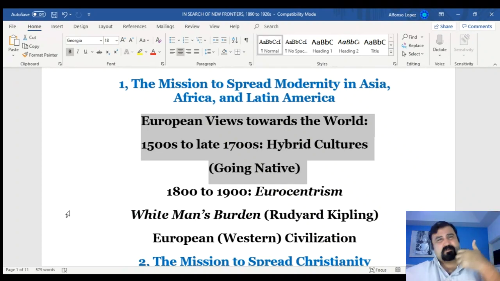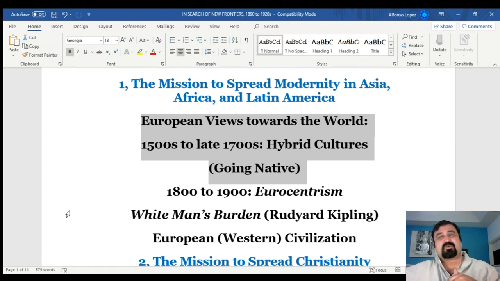In many cases, the Europeans were amused by the accomplishments of other cultures in architecture, in dress styles, calendars, the counting of time, and so on and so forth. In many cases, the Europeans were adopting many of those views. Between the 1500s and 1700s, in many cases, the Europeans were actually going native.